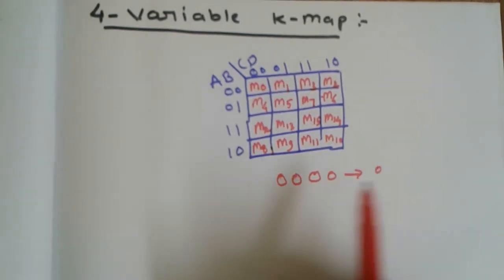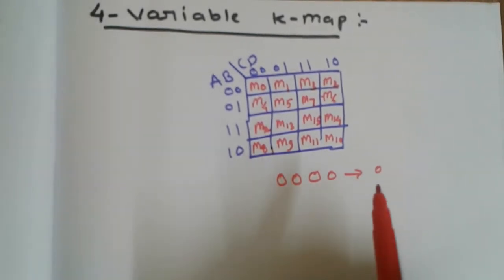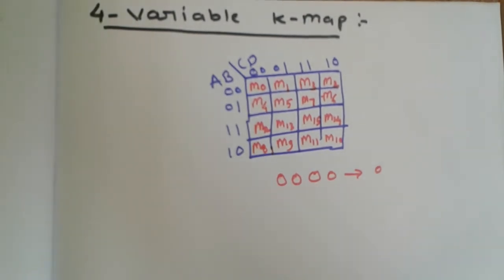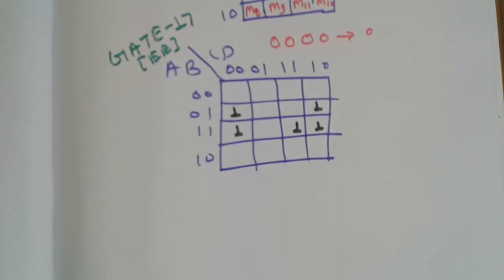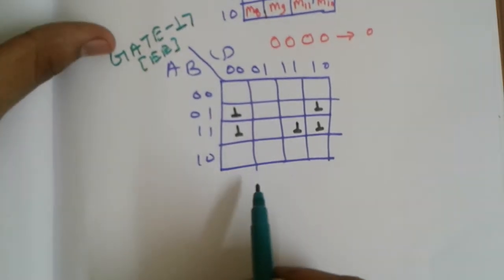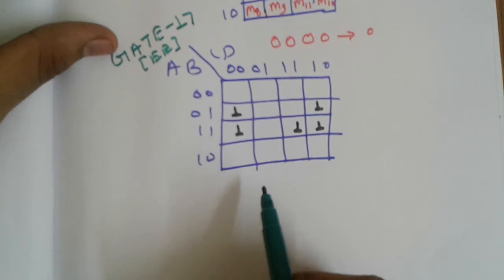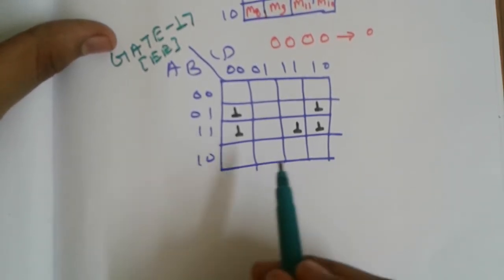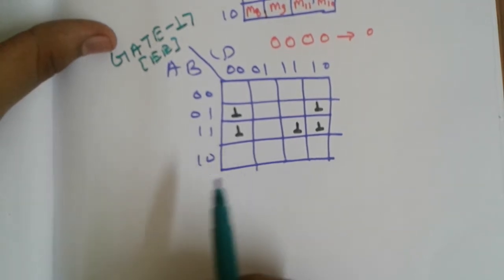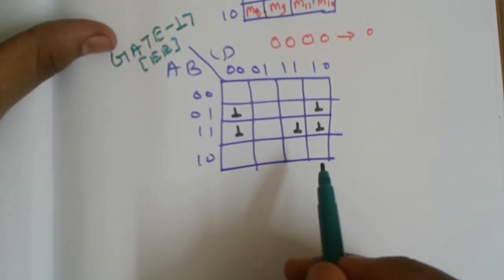Just we have to make the same pairs and like that. I will give you an example, only one example, then we will move forward. So guys, this is the GATE 2017 Electrical question for 1 mark. They have given this K-map, and we have to minimize it and then calculate the Boolean expression.